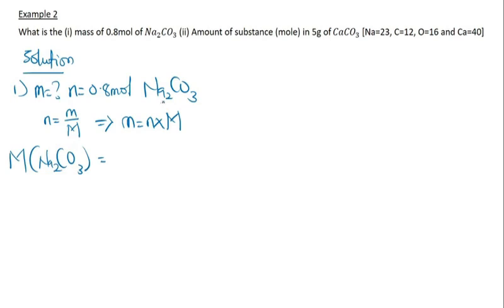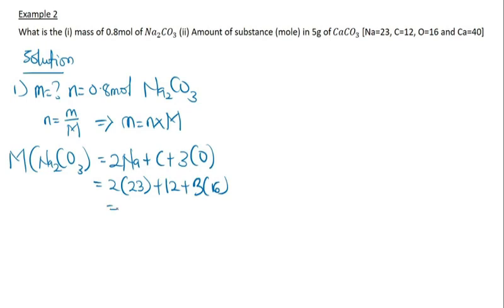The molar mass of sodium carbonate is equal to 2 atoms of sodium, so we have 2 Na plus 1 carbon plus 3 atoms of oxygen. The relative atomic mass for sodium is 23, plus carbon is 12, plus 3 times, in bracket, oxygen, which is 16. If we compute this into the calculator, we get 106 gram per mole. Gram per mole is the unit of molar mass of a compound.